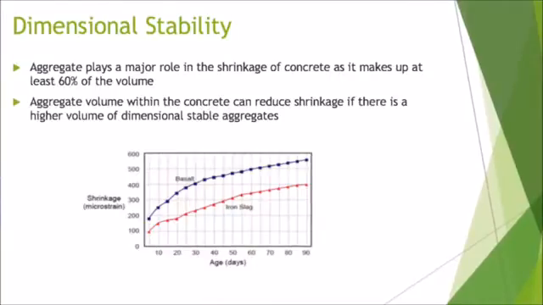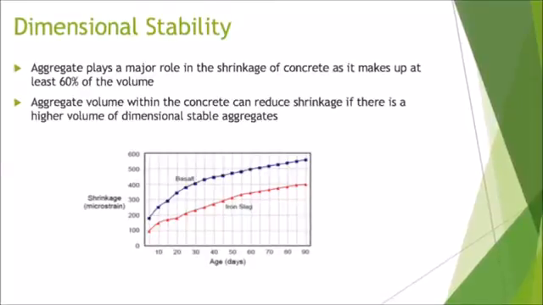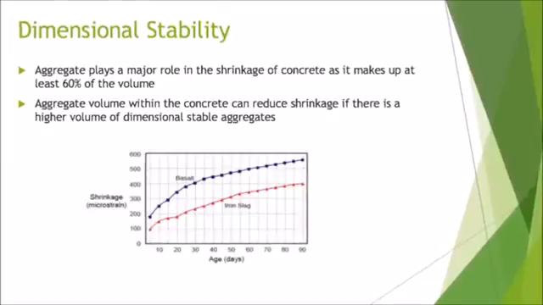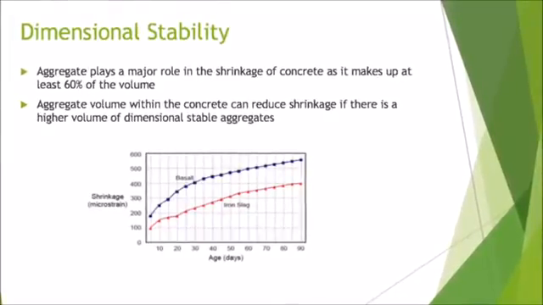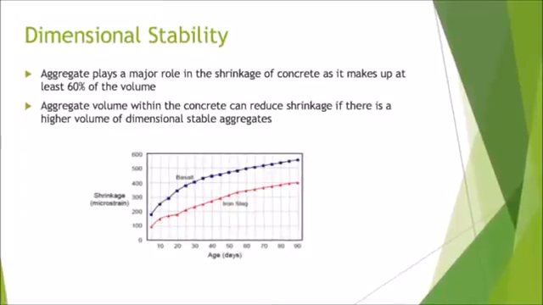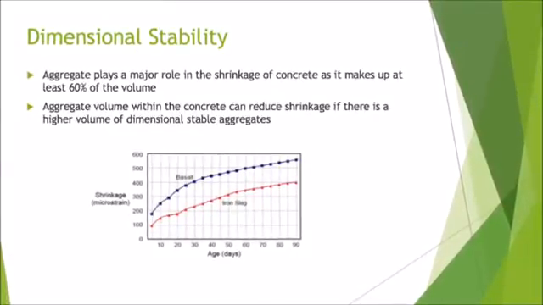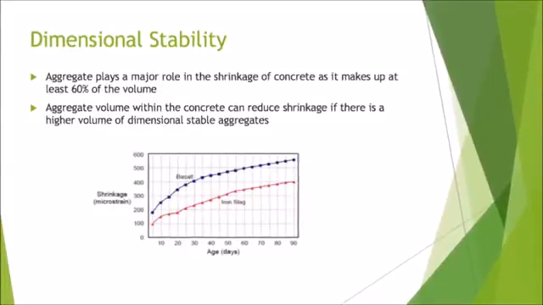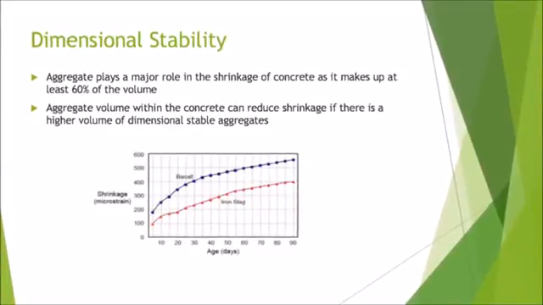Aggregates play an important part in the dimensional stability of concrete, as it makes up over 60% of the volume. This looks at the shrinkage of the concrete. It is important to minimize the shrinkage, as this can lead to cracking. The graph demonstrates the difference between the aggregates of blast furnace slag and basalt. As you can see, blast furnace slag is better.